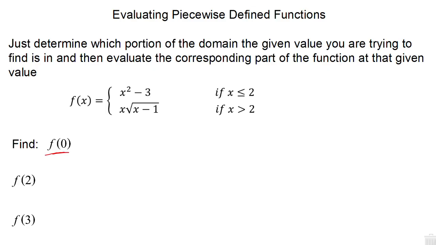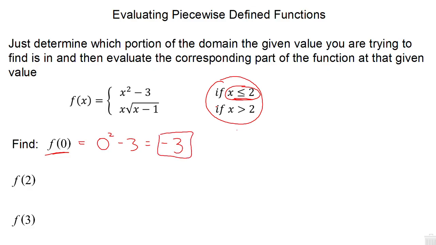So if I'm looking for f of 0, I look over here at my restrictions on the different pieces of my piecewise function, and see that 0 is less than or equal to 2. So when I'm evaluating f of 0, I need to plug it into the top portion of this, which means I'm going to do 0 squared minus 3, which is negative 3.